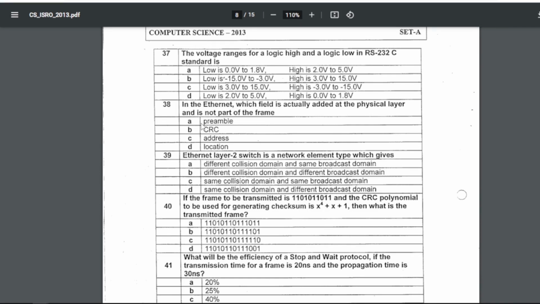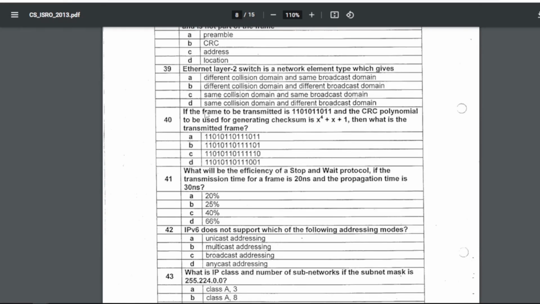Now question number 38 is, in Ethernet, which field is actually added at the physical layer and is not part of the frame? For 38 our answer will be A, that is preamble. In Ethernet, the preamble is actually added at the physical layer and is not a part of the frame. Basically preambles belong to the physical layer and are added at the physical layer only.